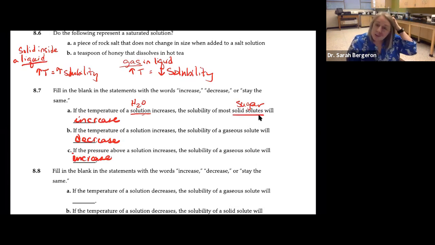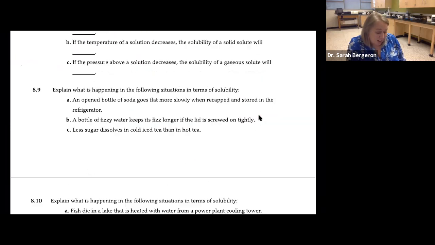So remember, if you have a can that's under pressure and you increase the temperature enough, I know of people who have had cans of soda explode in their car. Can you imagine how much of a mess that is?